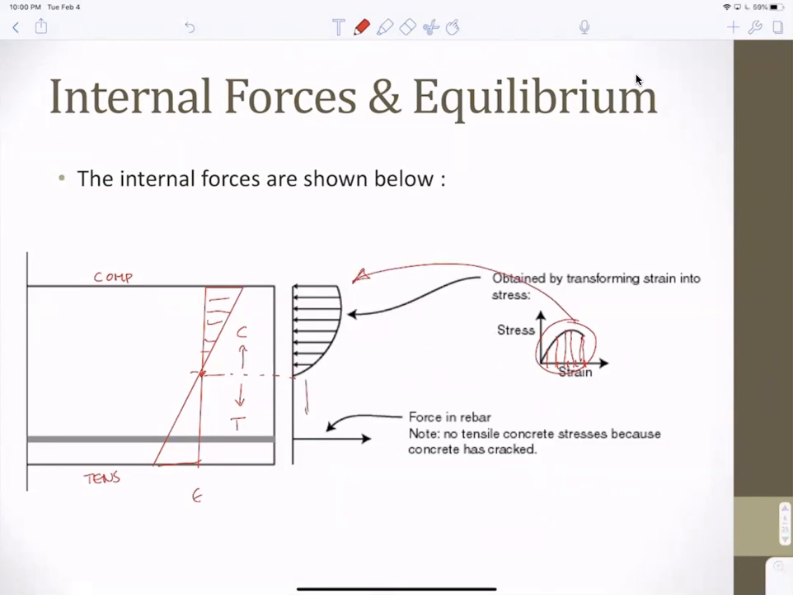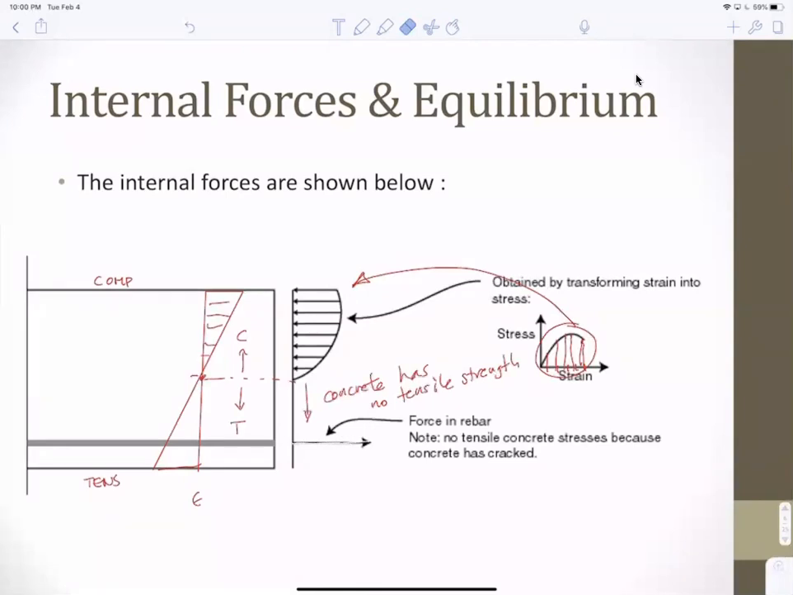Down here is our first assumption. We're going to say concrete has no tensile strength, which means there's not some stress down here due to tension. There's no tensile stress below the neutral axis in the concrete. However, what will happen is the steel will stretch and it will be in tension, and that rebar will have a force.